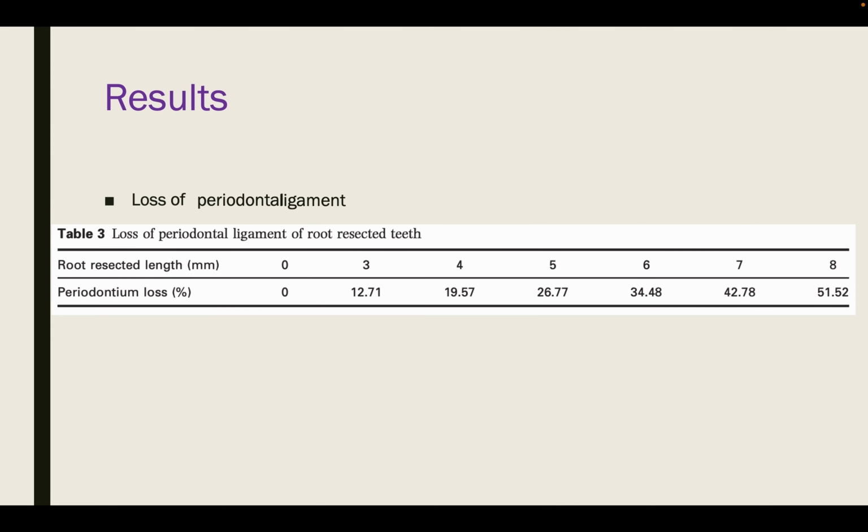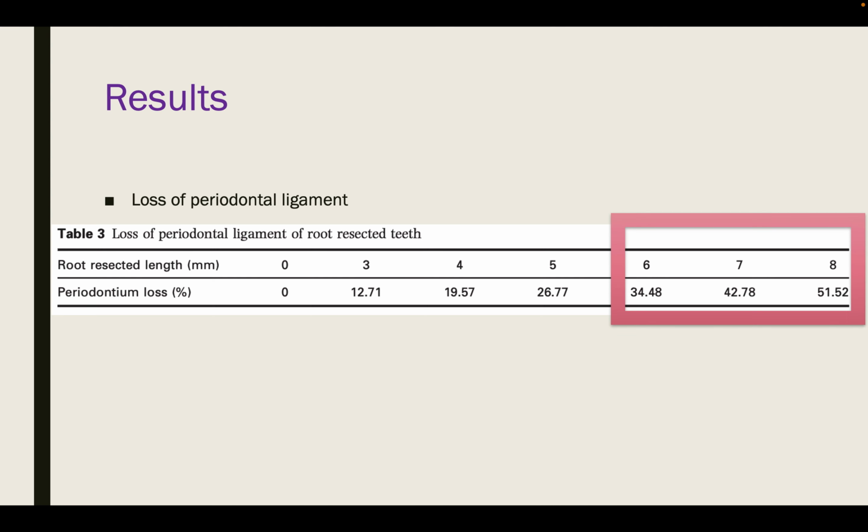For the results, for starters, the loss of periodontal ligament from the resection level was found in 3 millimeters, around 12%, in 4 millimeters around 20%, in 5 millimeters around 26%, and it goes up significantly around 6, 7, and 8 millimeters, reaching up to 50% of periodontal loss.